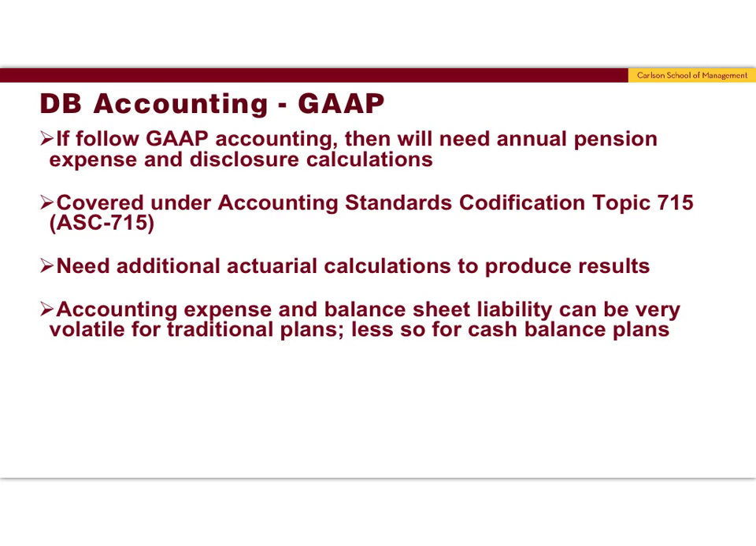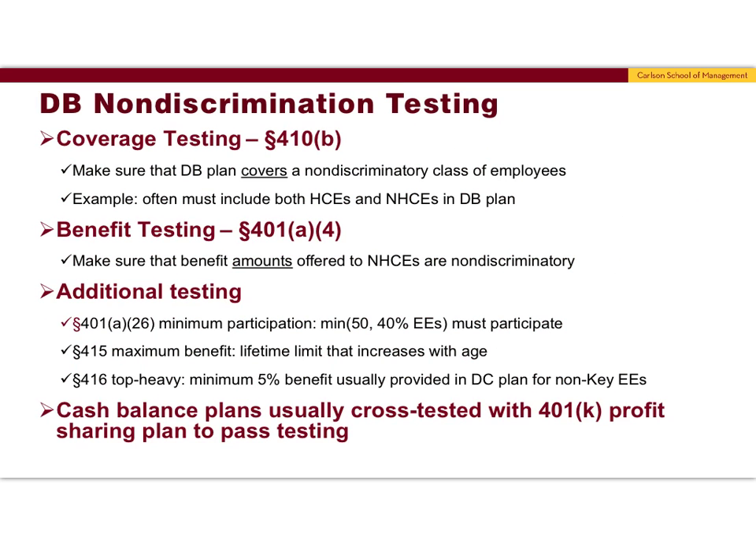This is because legacy pension plans can have a substantial impact on a company's income statement and their year-end financial results. Plus, the results are often quite volatile since they are based on current market interest rates and a snapshot of plan asset values. Defined benefit plans must comply with many of the same non-discrimination testing requirements as defined contribution plans, but the calculations are often much more complex. Coverage testing under Internal Revenue Code Section 410B tests whether a pension plan covers a non-discriminatory group of employees.